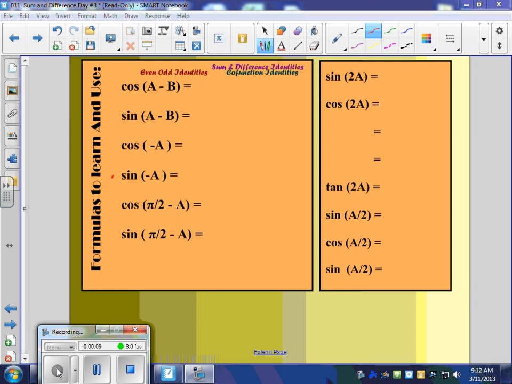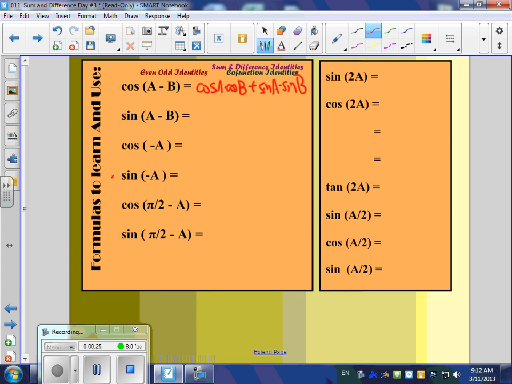Cosine of A minus B is cosine A cosine B, "Coco." If this is a minus, what's this going to be? Plus. We proved that: sine of A times sine of B. So write this along with me.